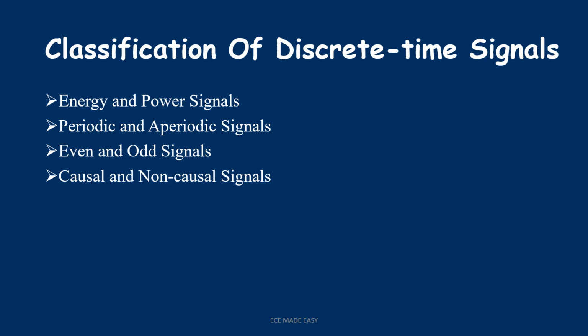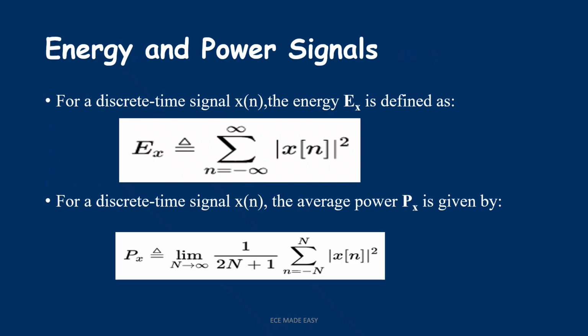Now we'll go for the classification of discrete time signals. The discrete time signals are generally classified as energy signals or power signals, periodic or non-periodic signals, even and odd signals, causal and non-causal signals. So, energy signal.